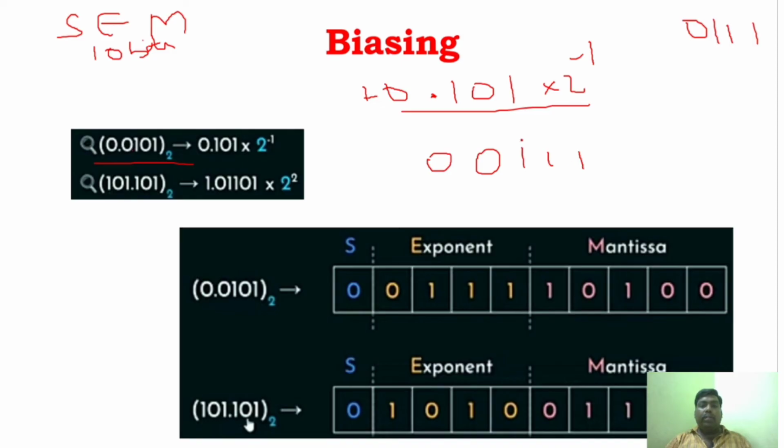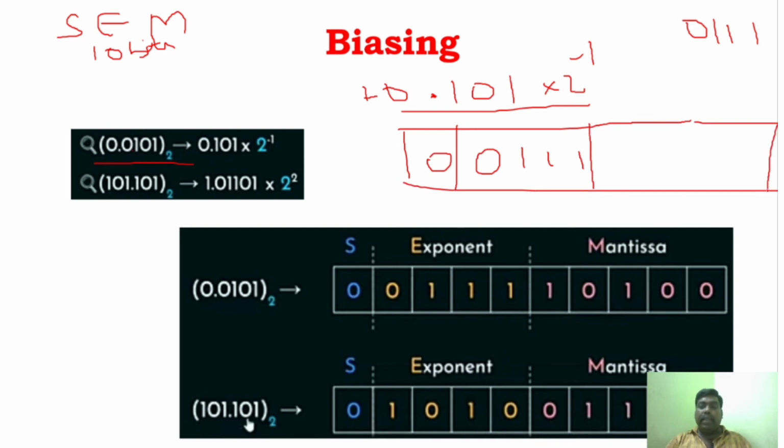And then what we have to write? Then we have to express the mantissa. This is the sign part, this is the exponent part, and then we have to represent the mantissa. Mantissa is 5 bits, the exponent is 4 bits, and the sign is 1 bit. The mantissa part is 101 and then 2 more bits, 0, 0. You can see here 0, 0111, 10100. So this is called floating point representation. This is the explicit representation.